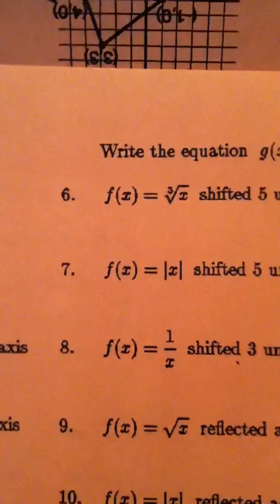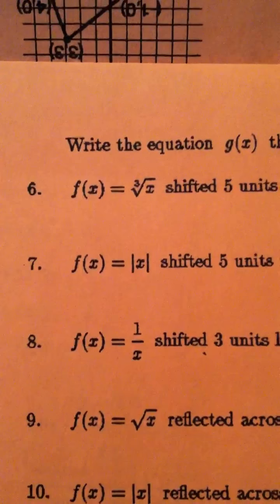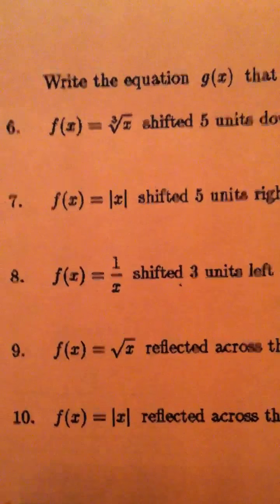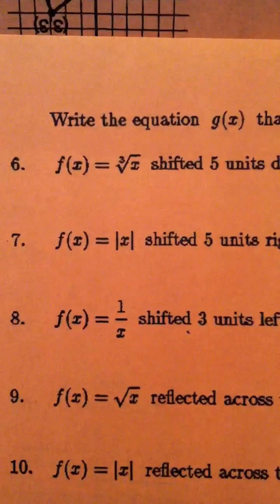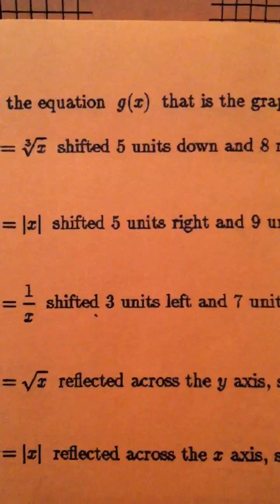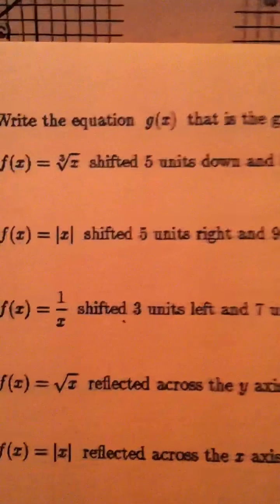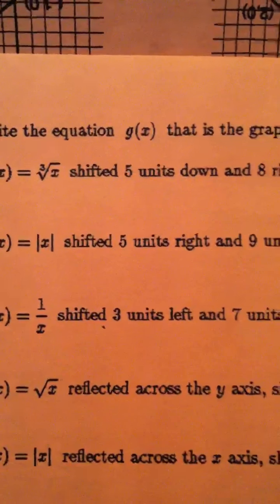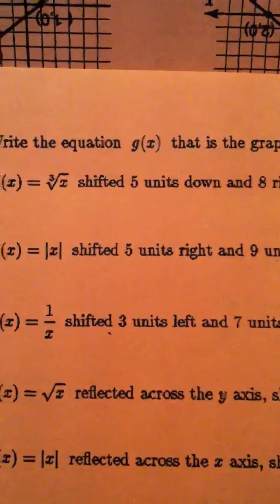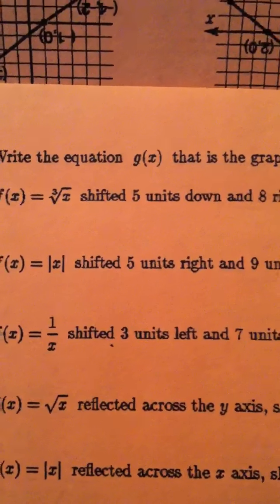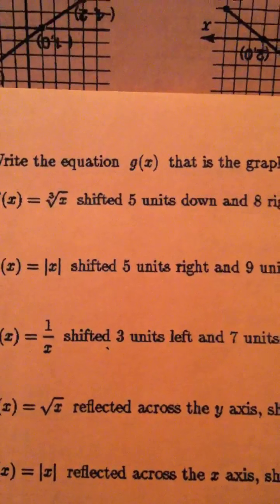All right, let's look at question 6. You're asked to write an equation g of x that is the graph of f of x equals the cube root of x, but we're shifting it 5 units down and 8 to the right. Okay, the minute I see 5 units down, I automatically know that at the end of my new function I'm going to have a minus 5.